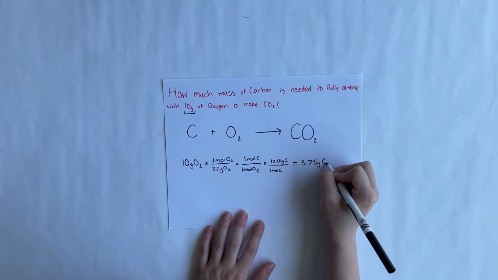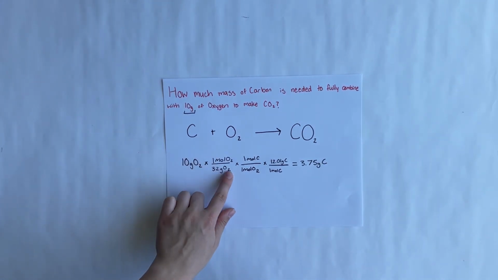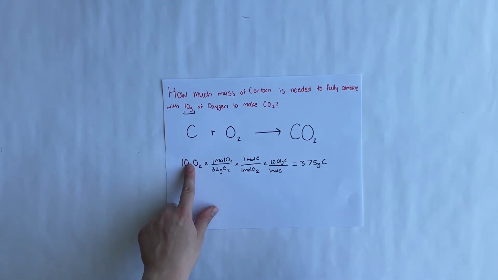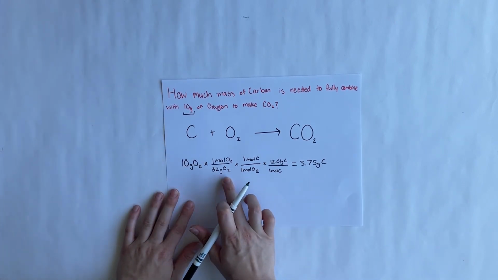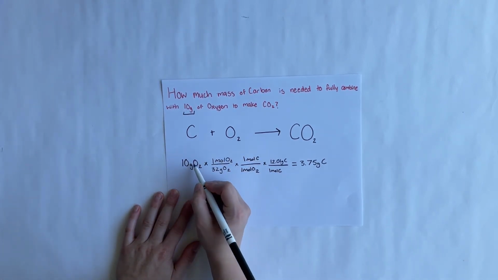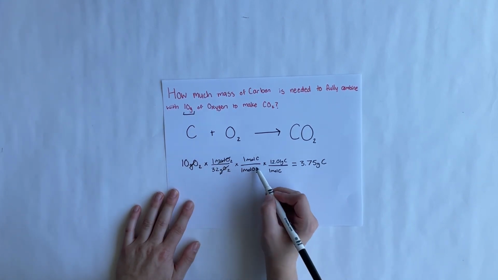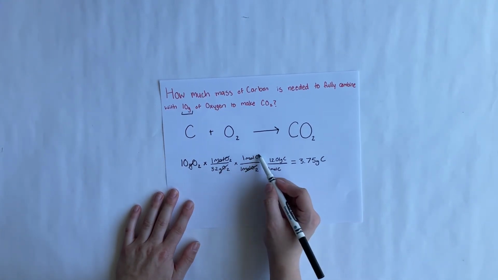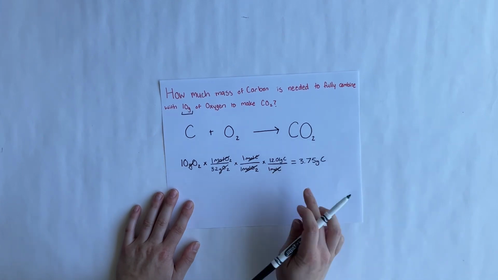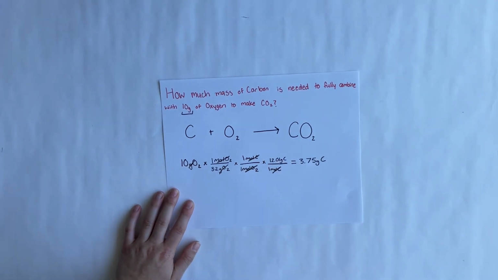And you're going to end with an answer of about 3.75 grams of carbon. And as you see here, the units cancel out. So you go from what's on top here, and then it goes to the bottom. So it's kind of like a diagonal. So these grams cancel out of O2, and then the moles of O2 cancel out the moles of O2, then the carbon cancels out the carbon, and then you're left with grams.